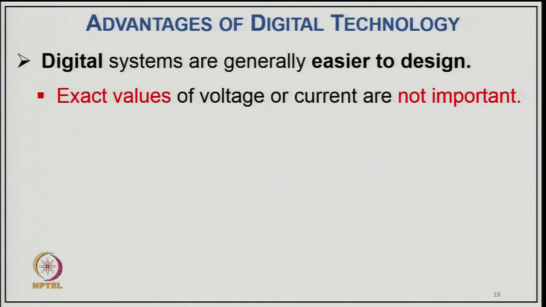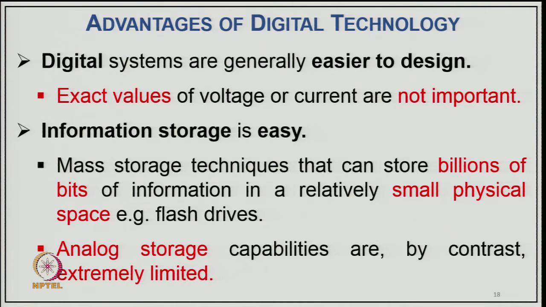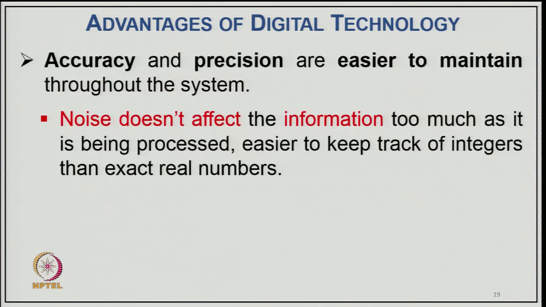So, by this time you can discriminate the difference between digital and analog quantities. Digital systems are generally easier to design, and the exact values of voltage and current are not important in a digital system. Information storage is very easy in digital systems, and mass storage techniques can store billions of bits of information in a relatively small physical space, such as a flash drive. Of course, analog storage capability is, by contrast, extremely limited.